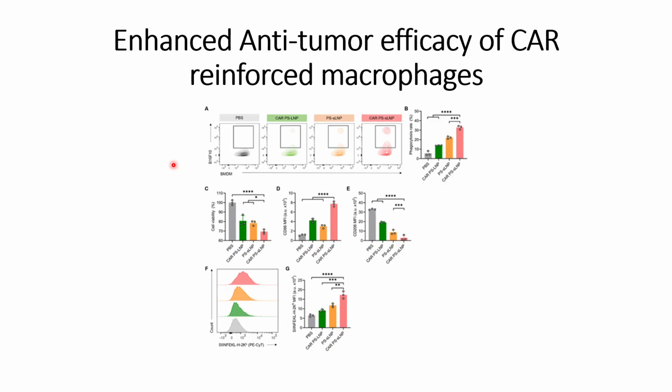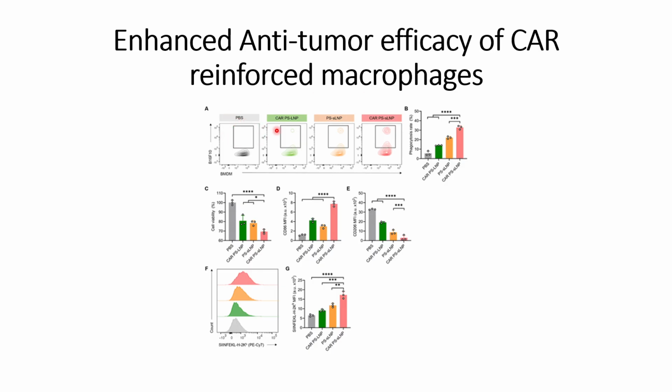In the first experiment, shown in this figure, they co-cultured B16F10 cells with macrophages that were treated with different lipid nanoparticles. One of them is their optimized CAR reinforced macrophages, the lipid nanoparticles which have the PS at the optimum composition, and at the same time have the CAR and the STING agonist. That is represented as CAR-PS-sLNP, and the other conditions are shown here.